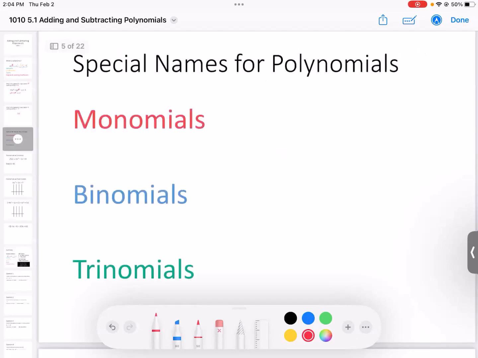A couple more terms for polynomials. Some polynomials have special names based on the number of terms. A monomial would be something like x or 3x squared or 5 or anything that just has a single term. A binomial is a polynomial with 2 terms. So you could have x minus 5 or x squared plus 3x or 5 minus x cubed or something like that. These would all be examples of binomials.